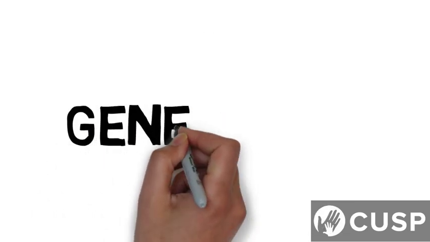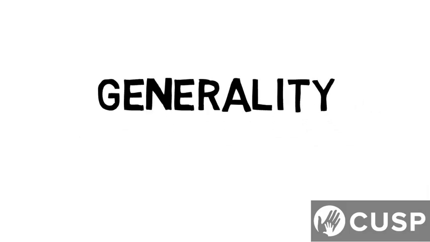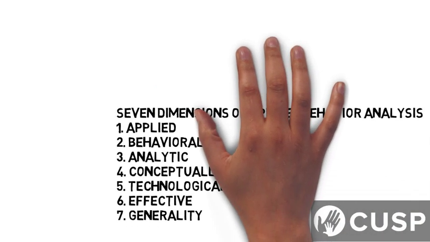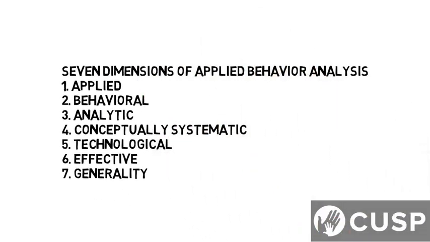For example, raising a math grade from an F to a B rather than an F to a D. Generality. Skills that are learned generalize across people and settings, and the demands are different from what they were originally taught. When selecting an ABA program, remember to look for all 7 dimensions.